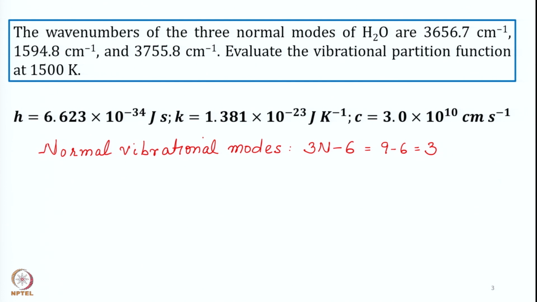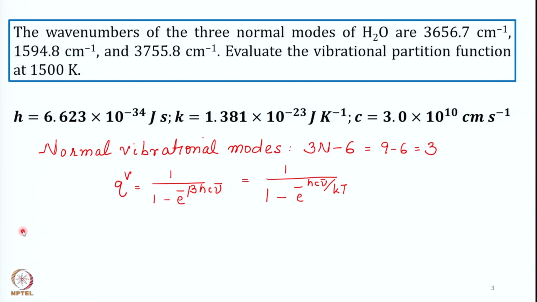These are normal modes, and we now need to find out the vibrational partition function. We know that the vibrational partition function is given by 1 over 1 minus exponential of minus beta hc nu bar. I can write this as 1 over 1 minus exponential of minus hc nu bar upon kT, since beta is 1 over kT.